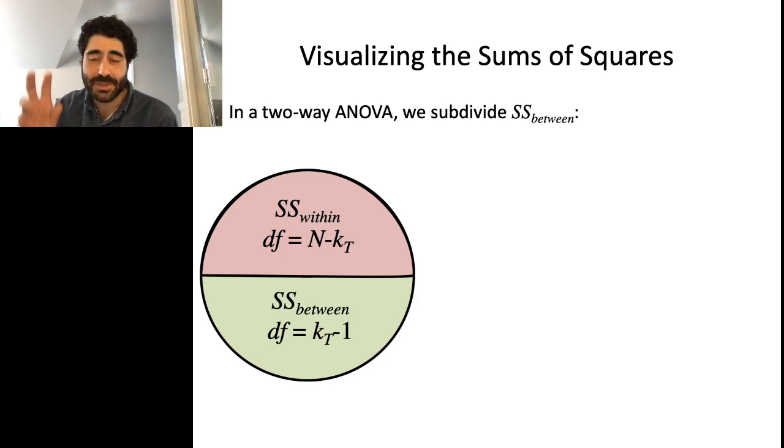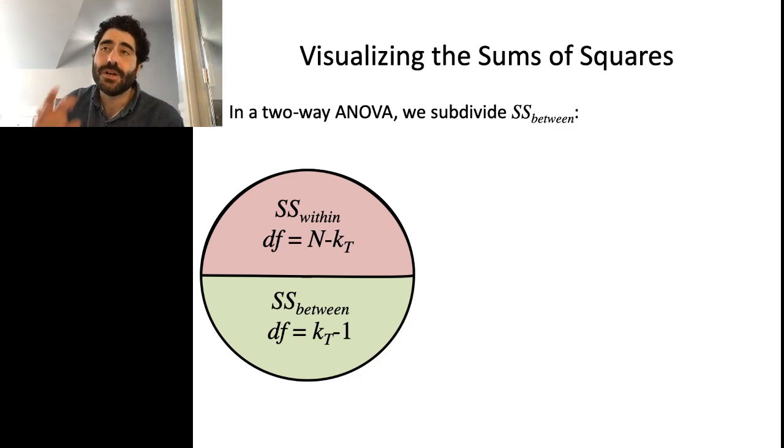subdivide that SS between part, and we're going to split it to figure out which grouping factor is actually, we want to know whether knowing a specific one of these grouping factors is changing the sum of squares.